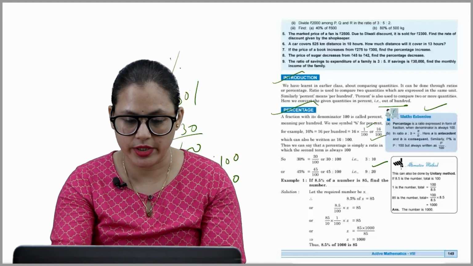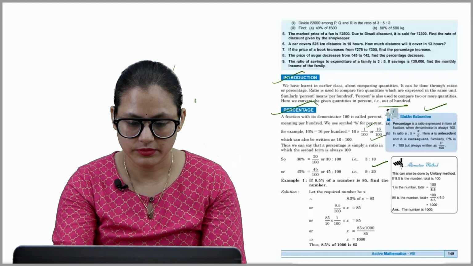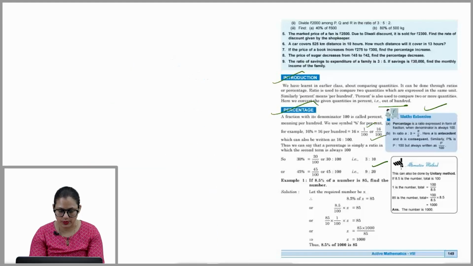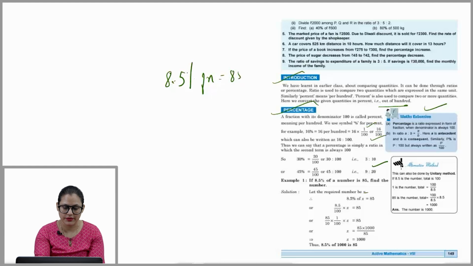Let's do it. So we have this question, 8.5% of a number. Which number? We don't know the number. Let the number be x. 8.5% of x is what? 85. So 8.5 upon 100 into x is equal to 85.